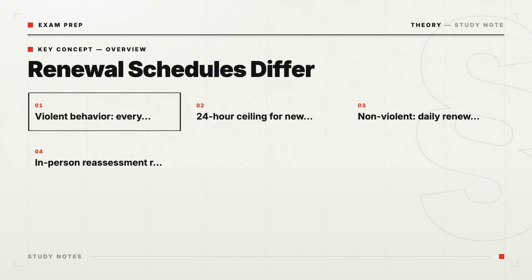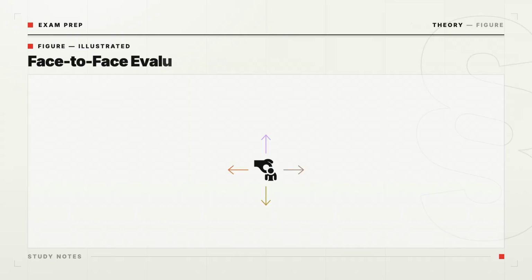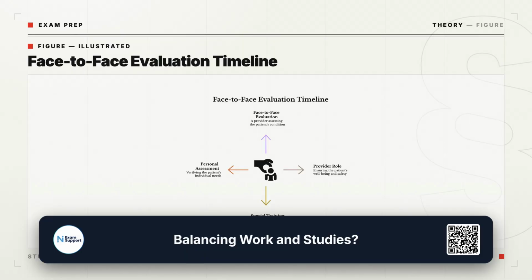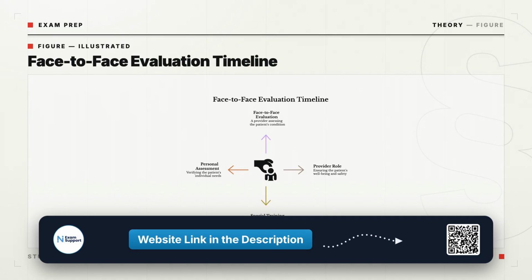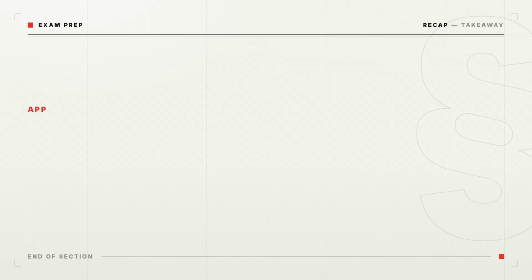Orders for violent or self-destructive behavior are renewed roughly every 4 hours, with a hard 24-hour ceiling before a fresh in-person evaluation. Non-violent medical restraints like protecting a drain follow a longer daily cycle, but always with in-person reassessment. For the most restrictive situations, there's an added safeguard. When restraint or seclusion is used for violent behavior, a provider or specially trained practitioner must perform a face-to-face evaluation within 1 hour of application. That early in-person look guards against a restraint being started in crisis and simply left running.